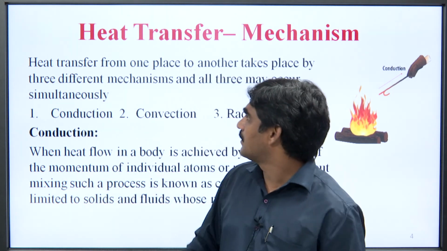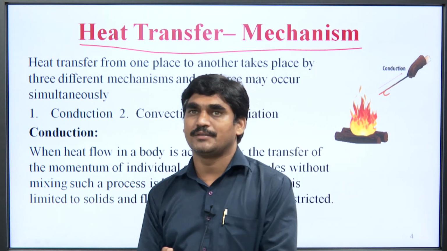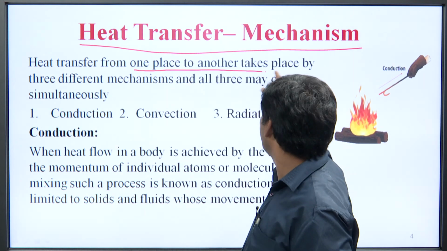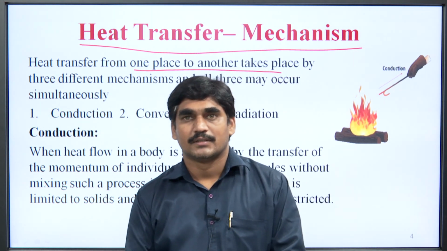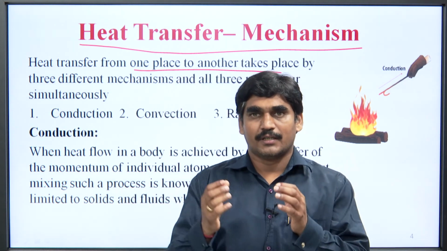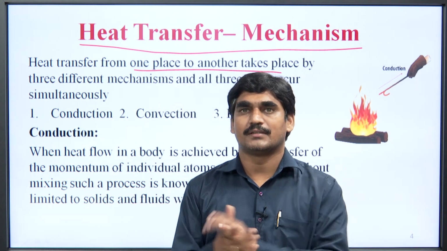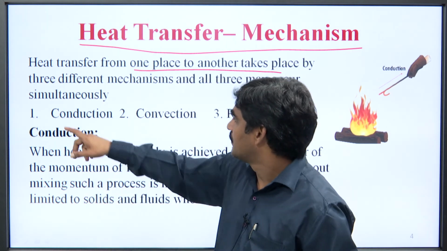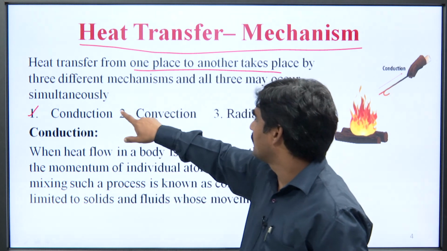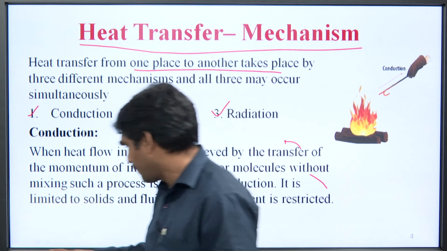Now, the heat transfer mechanisms: what are the different mechanisms by which heat transfer takes place? Heat transfer from one place to another takes place by three different mechanisms. Commonly, all these three mechanisms may occur simultaneously or individually. So, what are the three mechanisms by which heat transfer takes place? Number 1, conduction, convection and radiation. Okay.